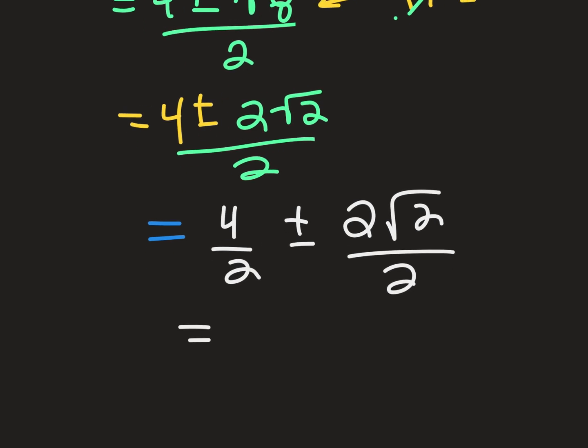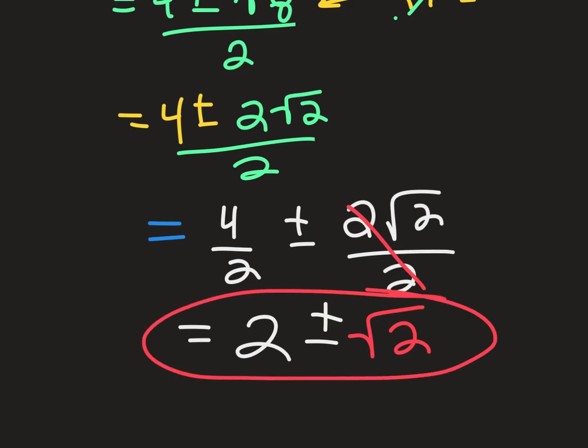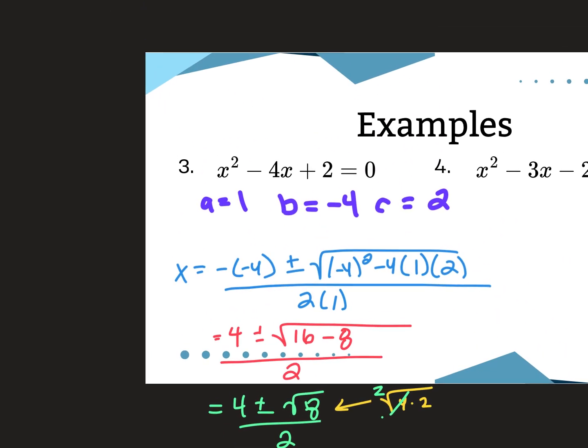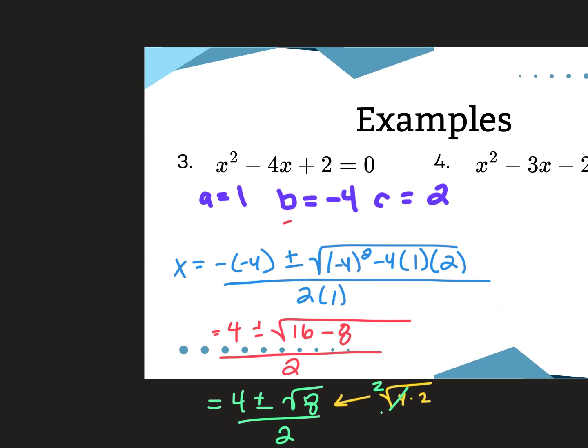What is 4 divided by 2? 2. And then what happens with your 2's on the square root of 2? They cancel. So this would be your final answer. That was a -4 at the very beginning. Yeah, see how your B term is already negative, so when you have the 2 negatives, it makes it a positive.